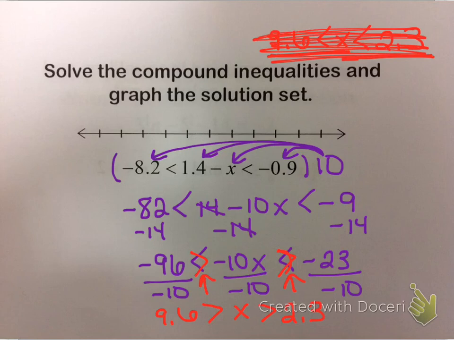And then we would graph that. So I'm going to put 0, here's 2, 4, 6, 8, and 10. Okay, and so 9.6, let me change colors again. 9.6 would fall right about there. And 2.3 would fall right about there. And I'm going to use holes at both of them because it was strictly greater than or less than. And then I'm going to shade everything in between.